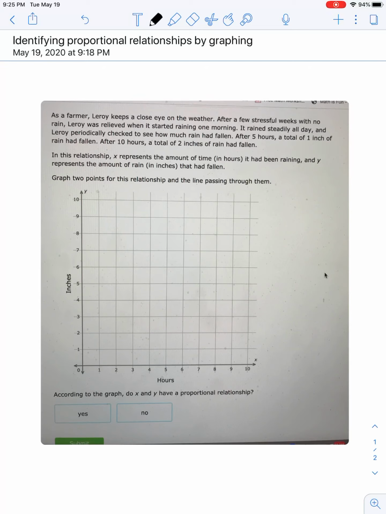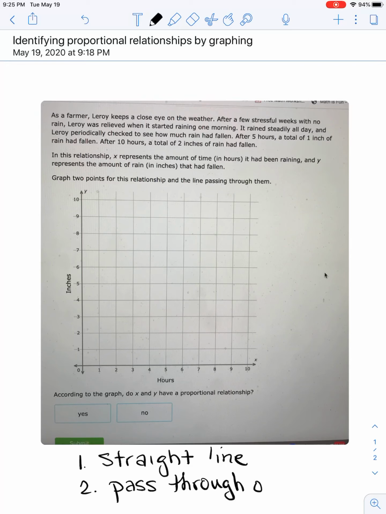If you will recall, there are two things that need to be true in order for something to be a proportion. One is that we have to make a straight line. And two is that that straight line must pass through the origin, which is 0, 0.